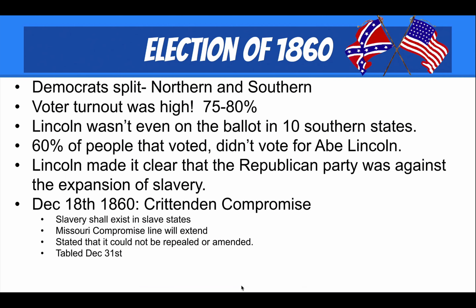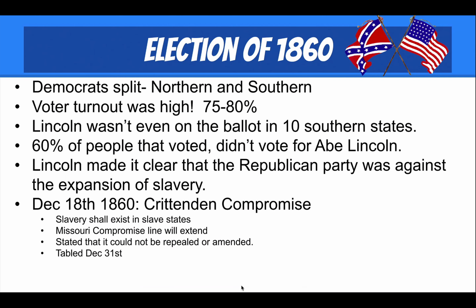Okay, Lincoln wasn't even on the ballot in 10 southern states, and 60% of the people that did vote did not vote for Abraham Lincoln, even though he ended up winning. Lincoln made it clear that the Republican Party was against the expansion of slavery. And as you remember from U.S. History A, although he is a Republican, he's a moderate Republican. And a lot of people attribute that to the reason why he won this election.